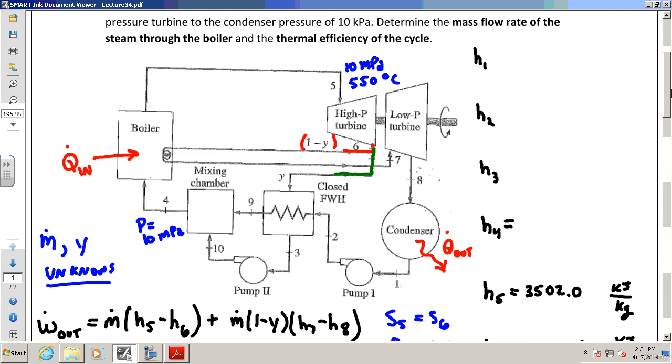Okay, so it turns out, here's the deal. You actually have 4 unknowns in this problem. Remember, we don't know m dot, and we don't know y. We still don't know those 2. We knew we had to get those 2. But it turns out you don't know H4 and you don't know H9. So we actually have 4 unknowns.